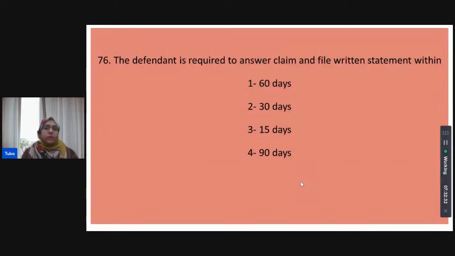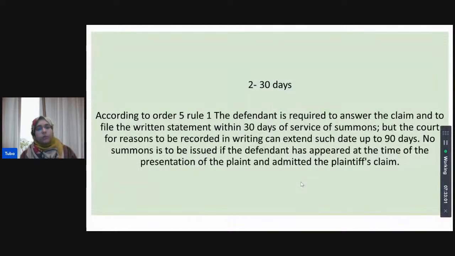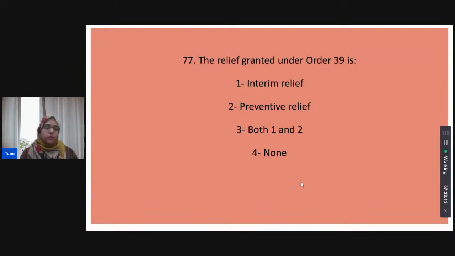The defendant is required to answer the claim and file a written statement within how long? Is it within 60 days of institution, 30 days of institution, 15 days of institution, or 90 days? Sorry, reception of the plaint. I will begin your timer. Yash thinks it's option 2, 30 days, and that is correct. We go to Order 5, Rule 1, which provides that within 30 days of service of summons, the answer should be received. The written statement, that is the answer of the defendant, should be filed in the court.